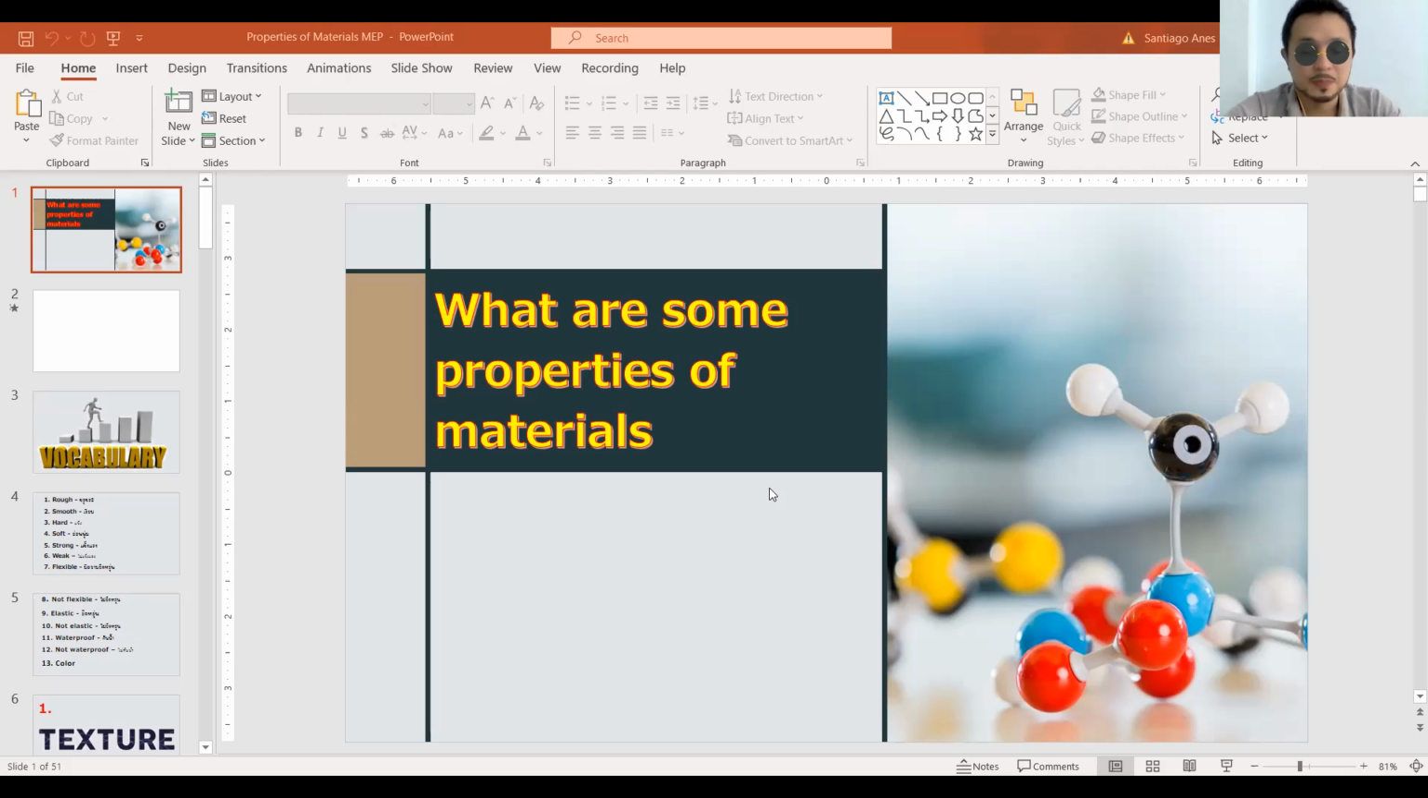Now this time we will be talking about the properties of materials. We will be talking about the properties of each material. Each material has different properties, remember.